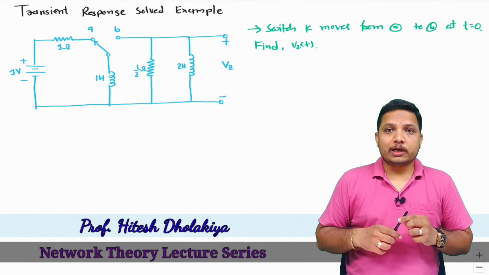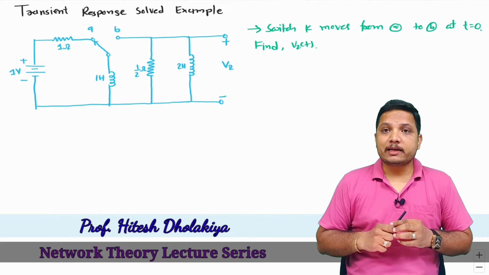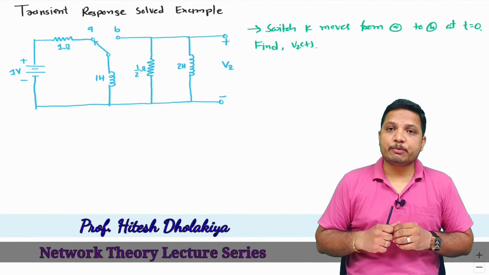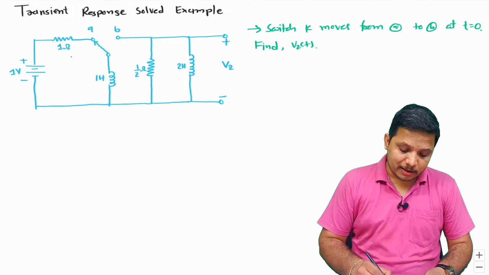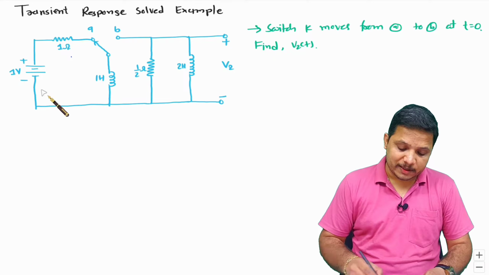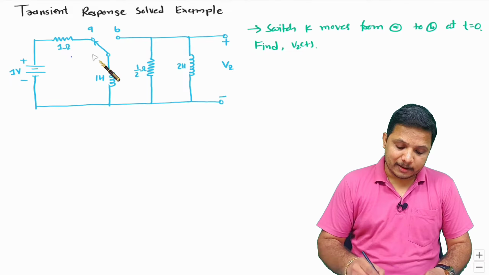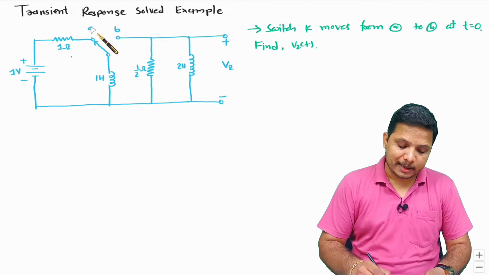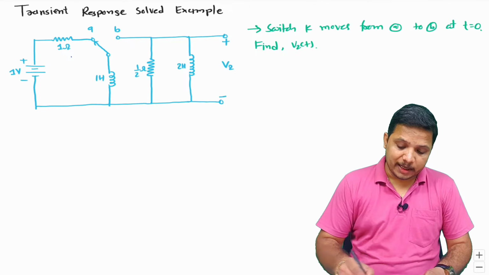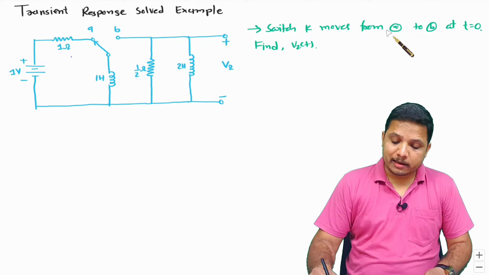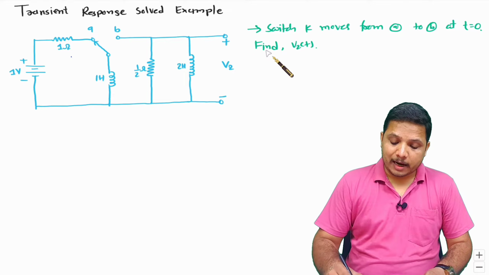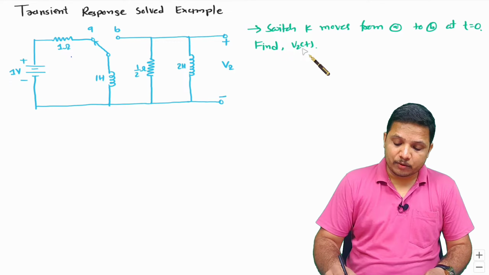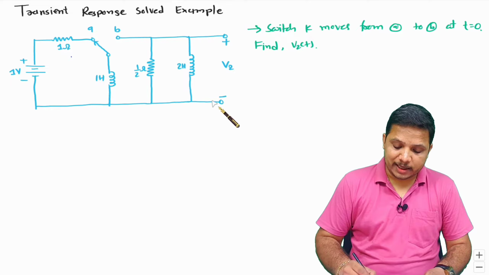I, Professor Ritesh Dolakia, am going to explain one very interesting example based on transient response analysis. Here, if you observe the question, we have been given a circuit, and in this circuit the switch is at location A before t equals 0, and it moves from A to B at t equals 0. Our agenda is to find V2(t), where V2 is the voltage across these two terminals.